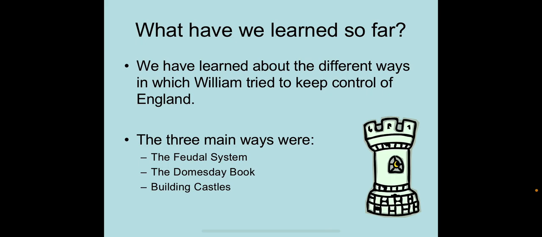What I would like us to think about first is what we've learned so far. So the three main ways in which William tried to control England were through the feudal system, the Domesday Book, and through building castles. I'd like you to write each of these things as a heading, so the feudal system is your first heading, and then next to it you're just going to write a sentence telling me what you know about that, and then the same for the Domesday Book and the same for building castles. Pause the video and give yourself 5 minutes to do that now.